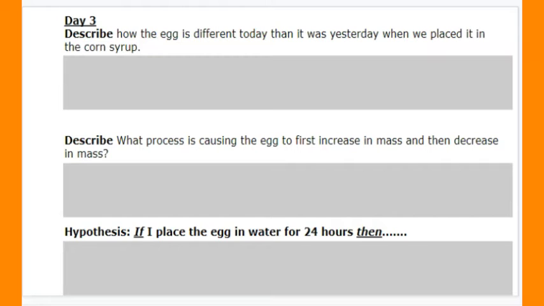And then finally, the hypothesis, if I place the egg in water for 24 hours, then, guys, guess what? Water is 100% water. So the concentration of water is pretty high, going to be on the outside of that egg. So what do you think is going to happen? That should also help you with how you're going to put those arrows tomorrow, right?